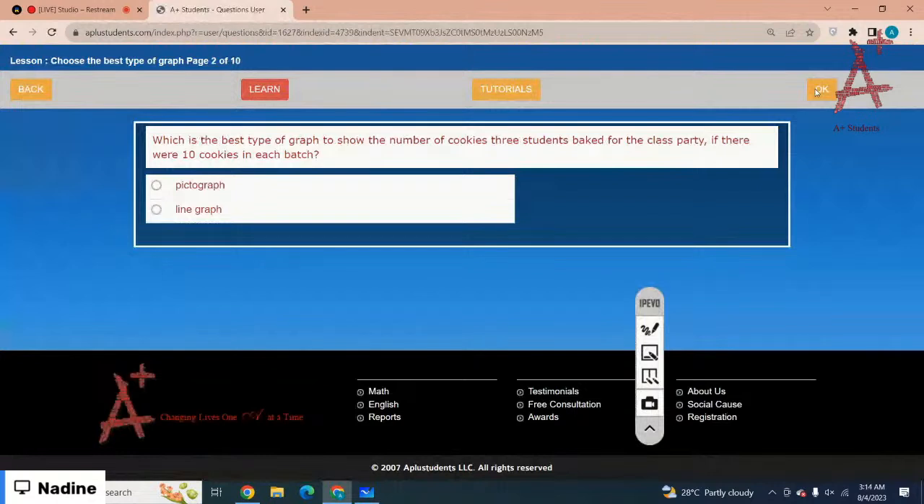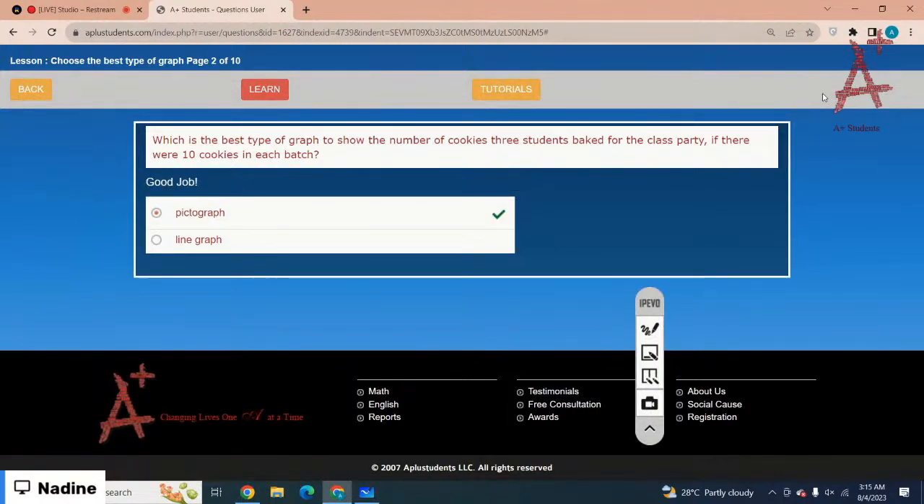Which is the best type of graph to show the number of cookies three students baked for the class party if there were 10 cookies in each batch? So which is the correct option, pictograph or line graph? The correct option is pictograph, because you have to show the number of cookies three students baked, right? So you have to use the pictograph.